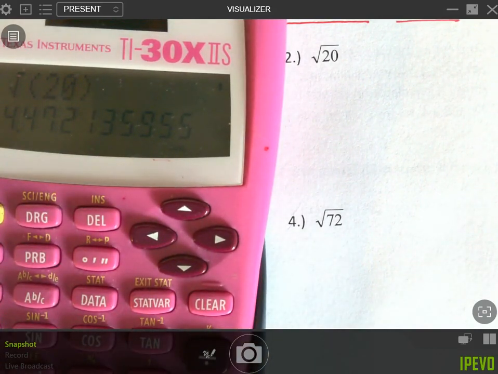Okay, now I need to think about numbers that multiply to 20. Like 2 times 5 is 20, right? I'm sorry, 2 times what? 2 times 10 is 20. What else gives me 20? 4 times 5. Anything else give me 20? 20 times 1, right? Okay.